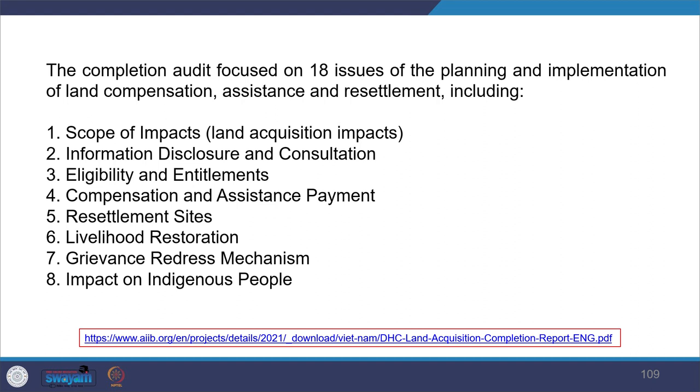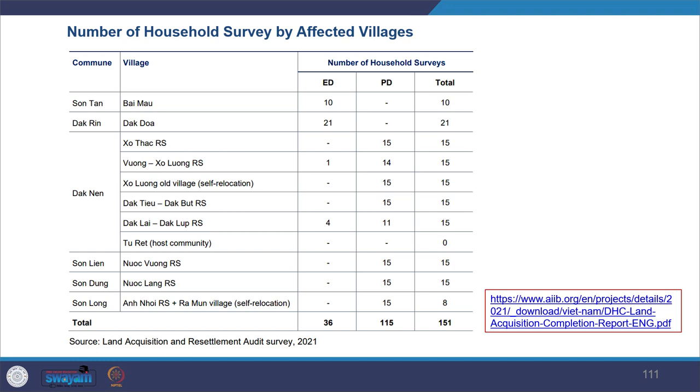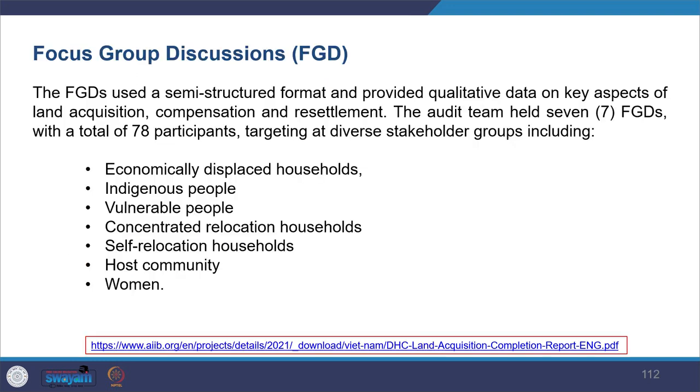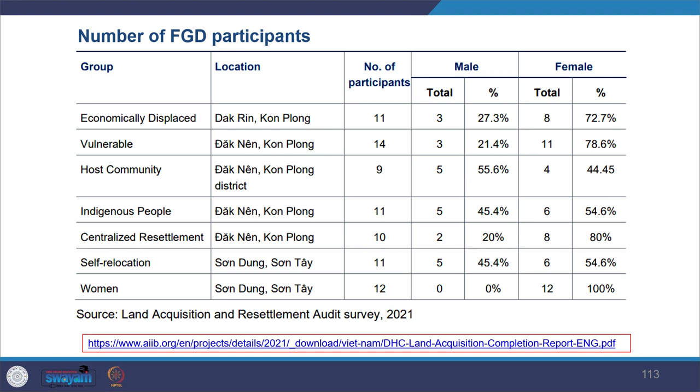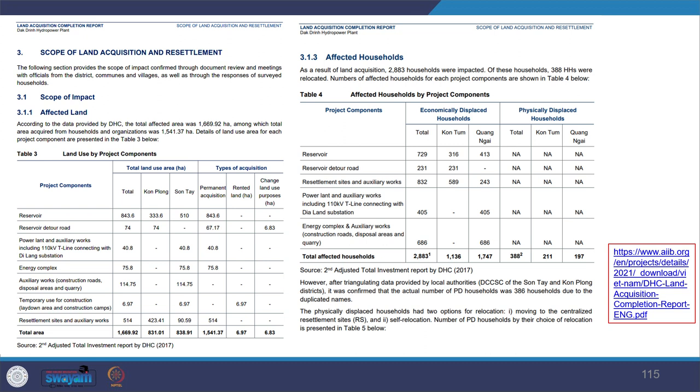You can see here in the example, the methodology they have adopted, documentation review, site visits. Then you see the tables, how they have indicated the number of household surveys. Then focus group discussions, how they held them with various groups: economically displaced household, indigenous people, vulnerable group, concentration relocation household, self-relocation household. And then number of FGDs conducted, percentage of that. And then key informant interviews, site walks, what they did, what kind of assessment criteria they had. So they have given all those details, scope of land acquisition and resettlement, scope of impact, affected land, affected household. So a very, very big list has been given.